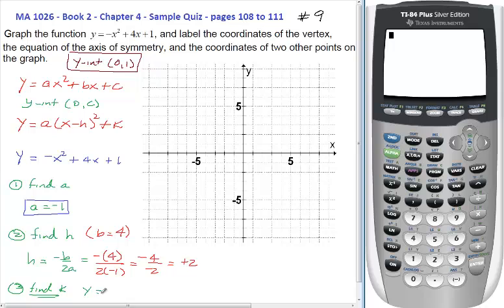So y equals negative 2 squared plus 4 times 2 plus 1. And if you're not sure about signs, let me just tidy that up. Go over to your calculator and do that. So plus 1. I'm going to type it just like I see it: negative, open bracket, 2, close bracket, squared.